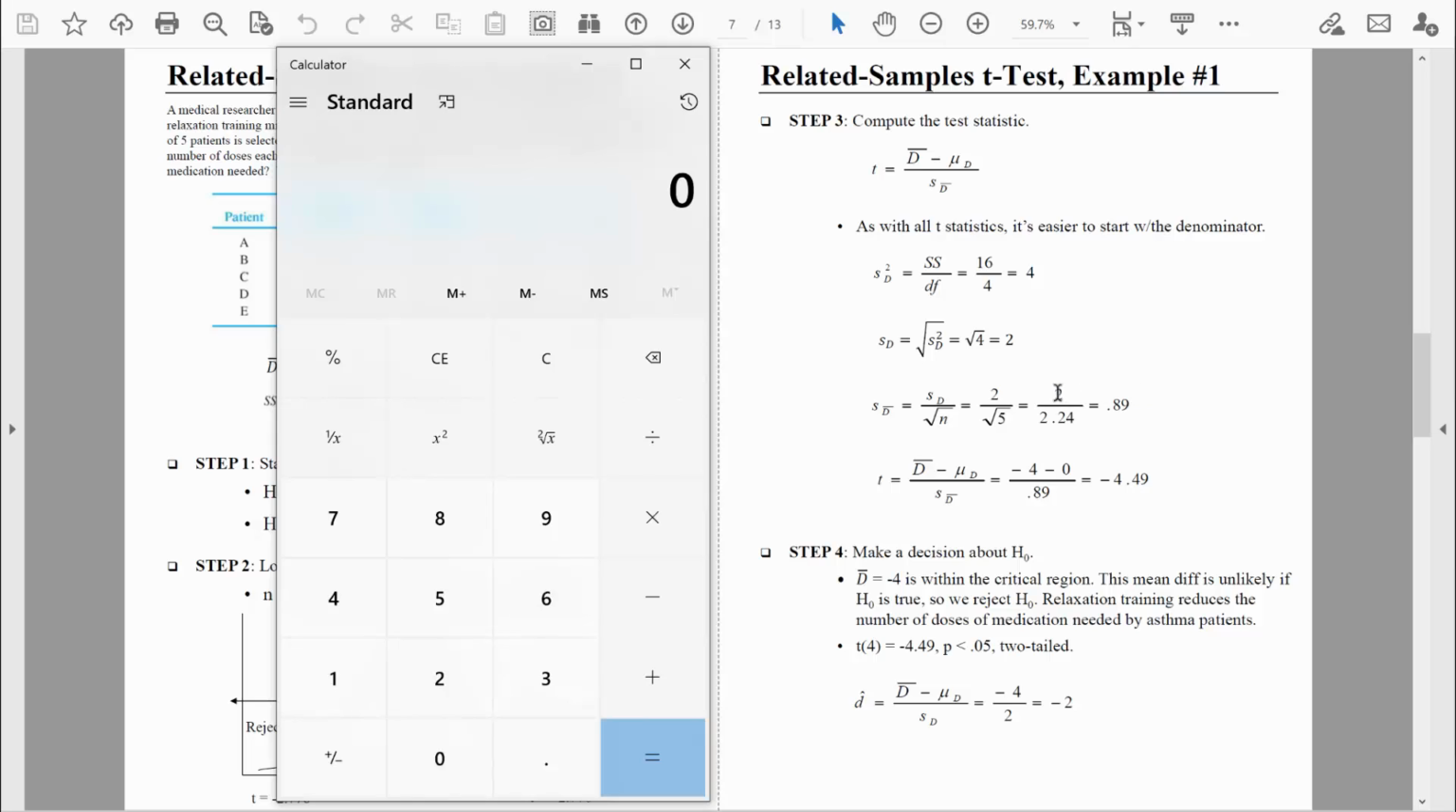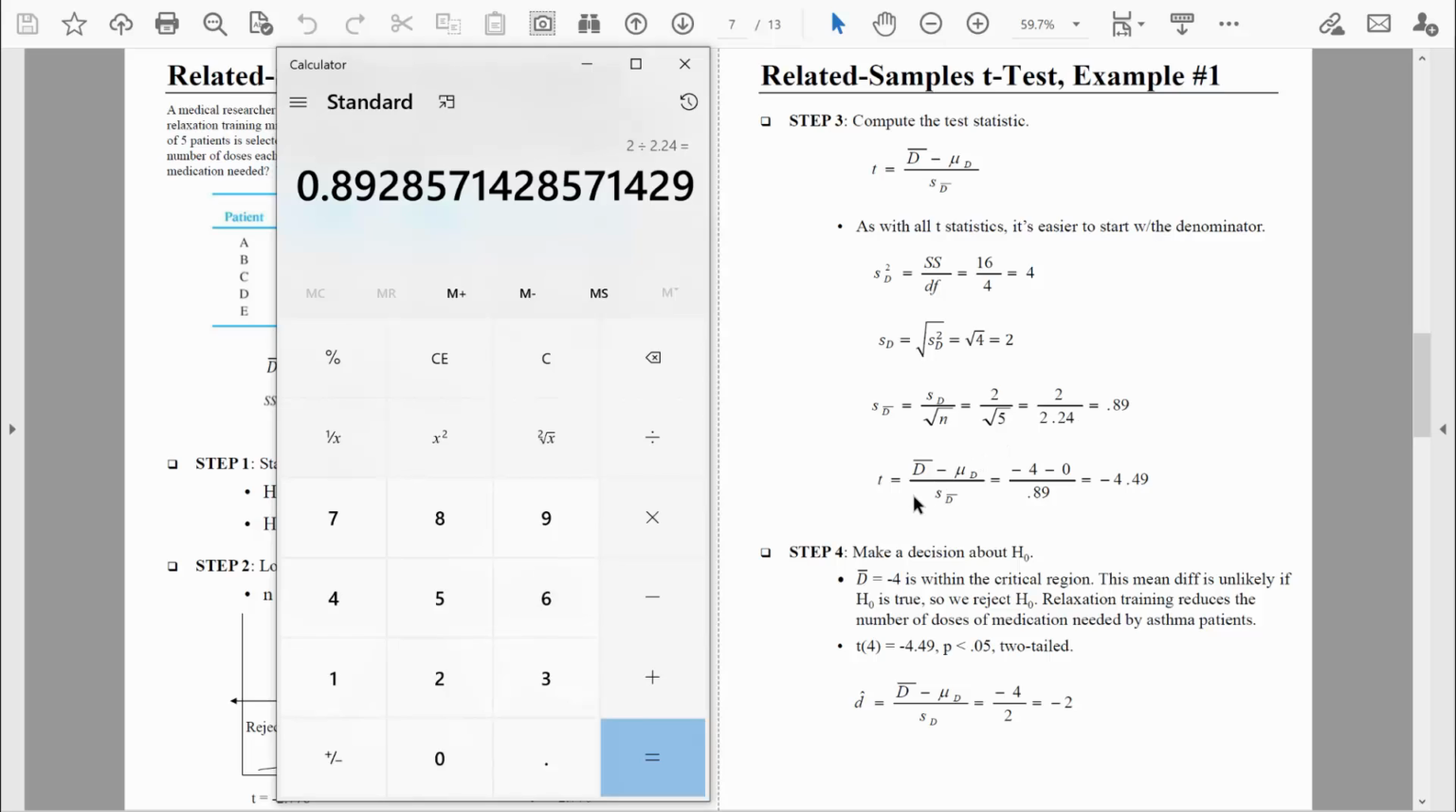Now that we know the standard deviation of the difference scores, we can plug that into our formula for standard error. 2 divided by the square root of 5 will give us 2 divided by 2.24. Let's take 2 and divide that by 2.24. That equals about 0.89. Remember, the standard error represents, on average, how much those sample mean difference scores will differ from 0. Based on the value that we just computed, it looks like those sample mean difference scores will differ from 0 by about 0.89 self-administered doses. In other words, the average error rate is less than 1 dose.